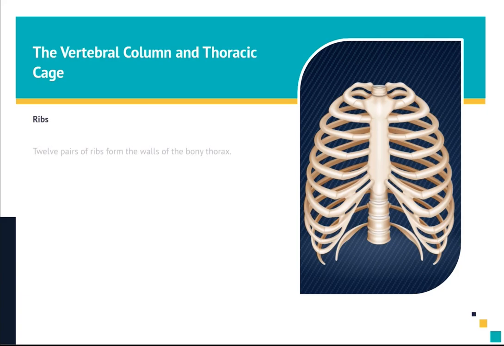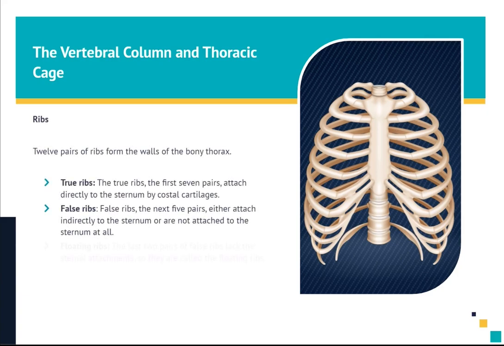Ribs. 12 pairs of ribs form the walls of the bony thorax. True ribs. The true ribs, the first 7 pairs, attach directly to the sternum by costal cartilages. False ribs. False ribs, the next 5 pairs, either attach indirectly to the sternum, or are not attached to the sternum at all. Floating ribs. The last 2 pairs of false ribs lack the sternal attachments, so they are called the floating ribs.